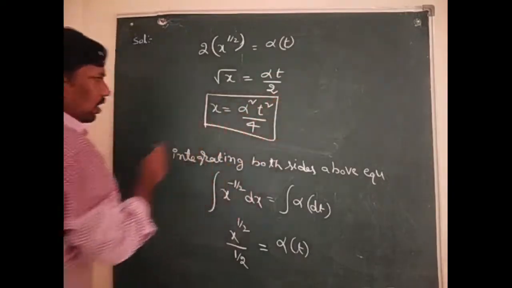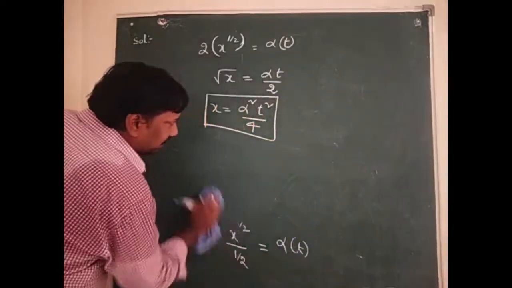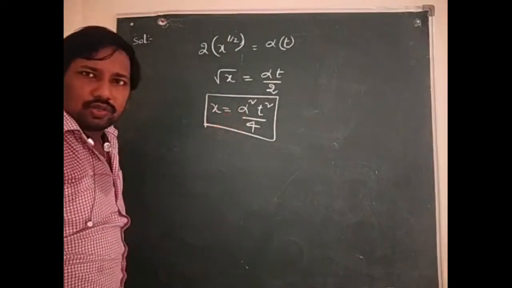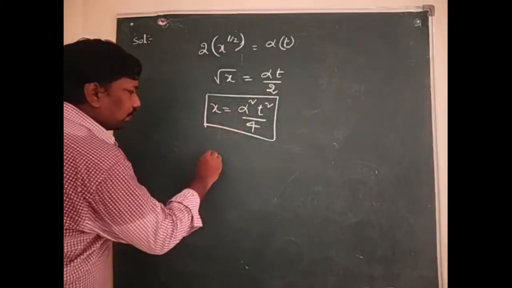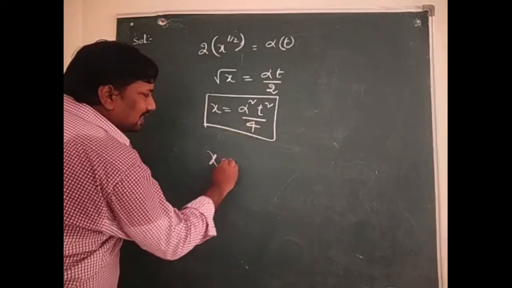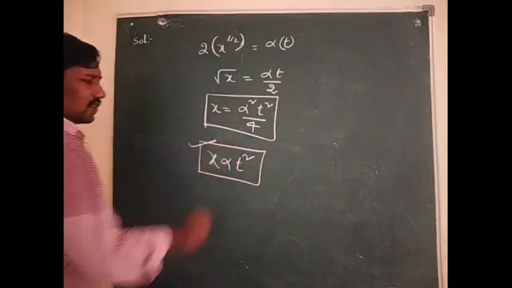In the above equation, x represents the displacement, t represents time, and alpha is constant, 4 is also constant. So x is directly proportional to t square. So the second option is right.